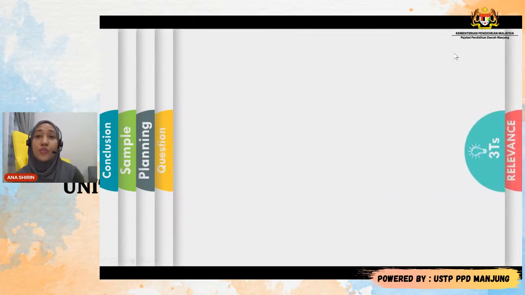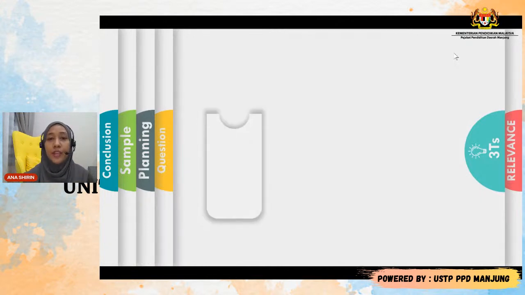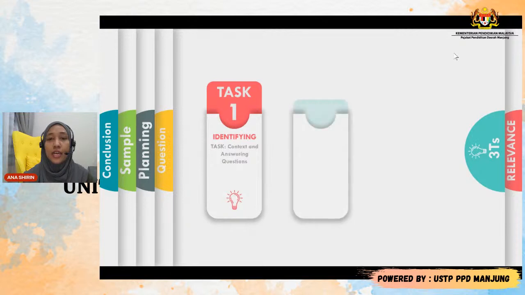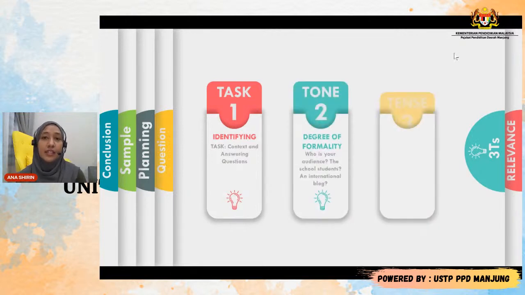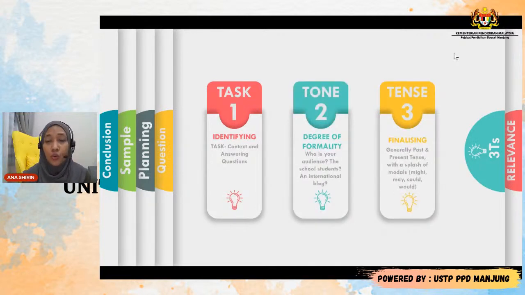So what are the 3 T's that I would like you to focus on today? The 3 T's are the task, the tone, and the tense that you have to address in each piece of writing that you will produce in your 1119 paper 2.